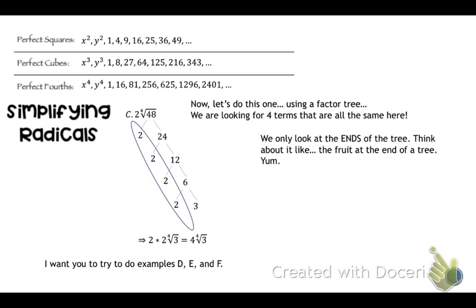Okay? I want you guys to do those examples. Let's look at this. So adding and subtracting.